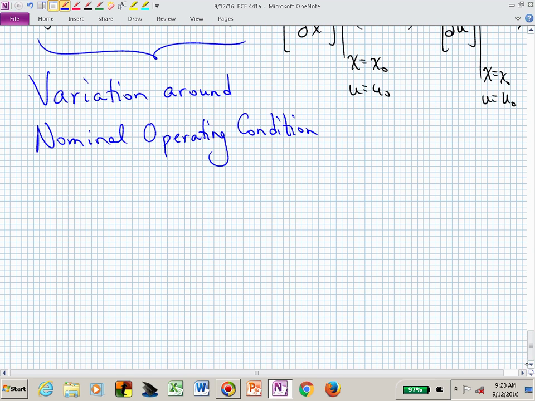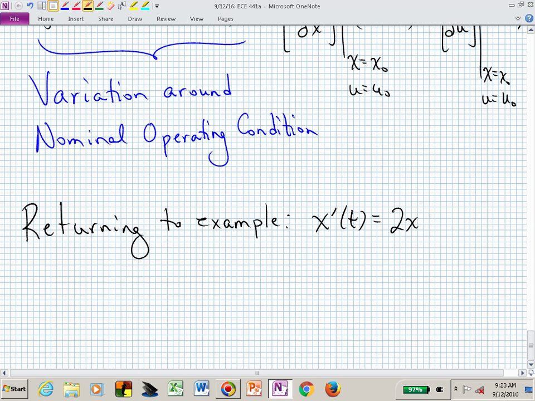Let's go back to our example. Sometimes it helps just to do it mechanically, do the math, and then try to back out the understanding. Here we go. We have x prime of t is equal to 2x squared of t plus u of t.